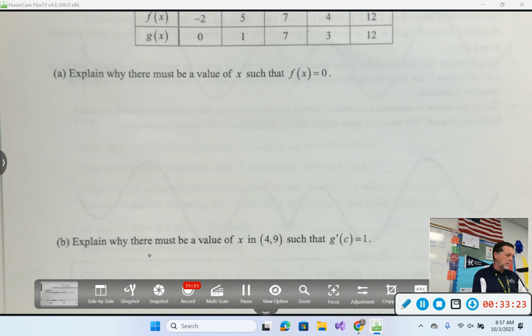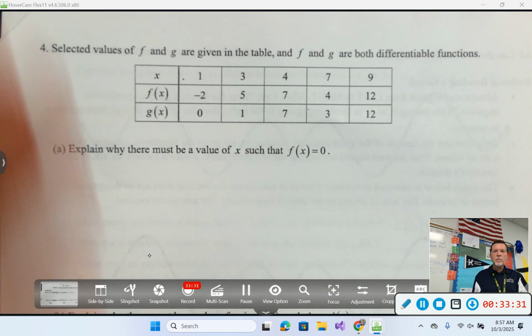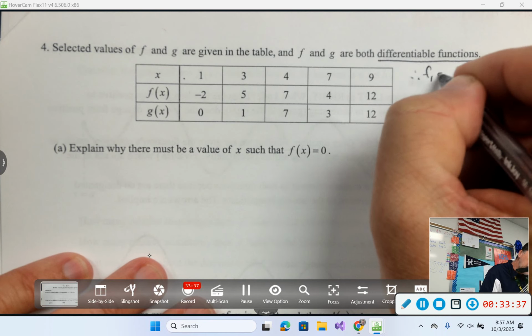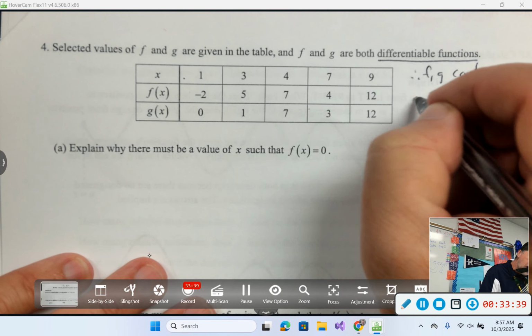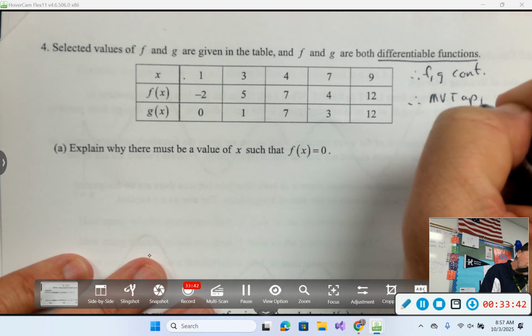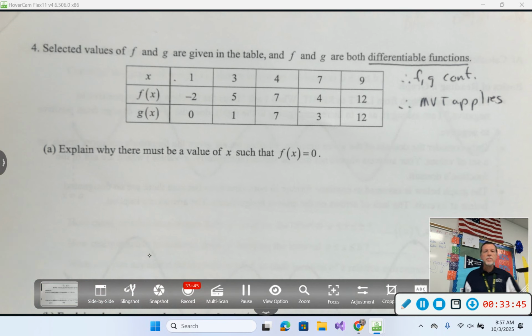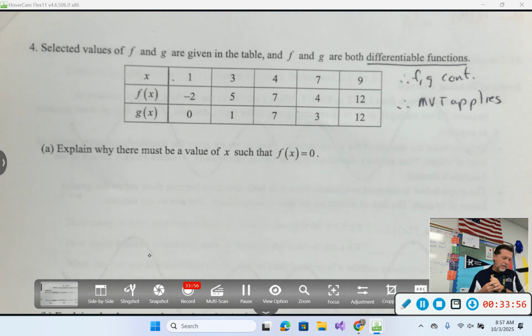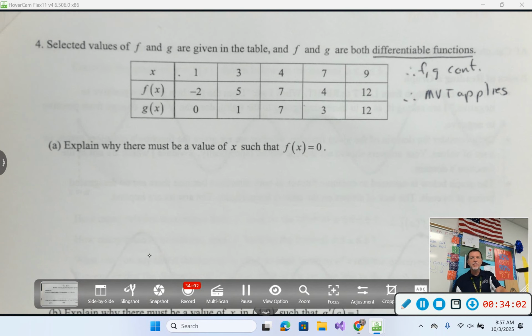Okay, a table problem. Selected values of f and g are given in the table. F and g are both differentiable. That means f and g are continuous. That means MVT applies. Let's go ahead and knock that out. Say that at the beginning. Part A. Explain why there must be a value such that f of x equals 0.